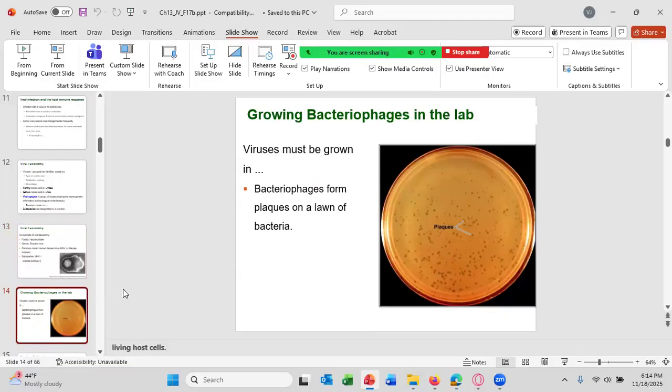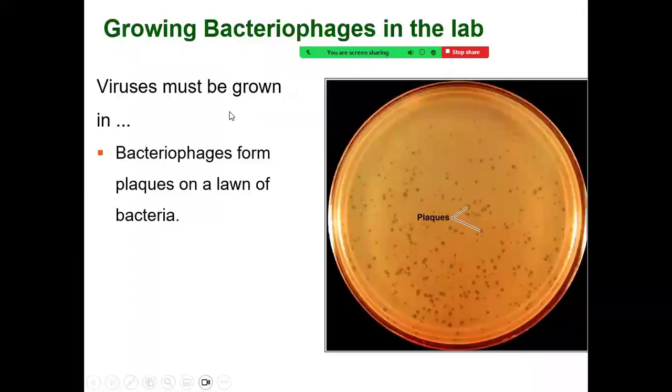How do you grow bacterial viruses in the lab? Remember, a bacterial virus is called a bacteriophage. They must be grown in a host cell. And what you do is you make a lawn of bacteria on a plate. Let me blow this slide up. That's why this plate looks whitish in this area here. That's from a lawn of bacteria growing everywhere.